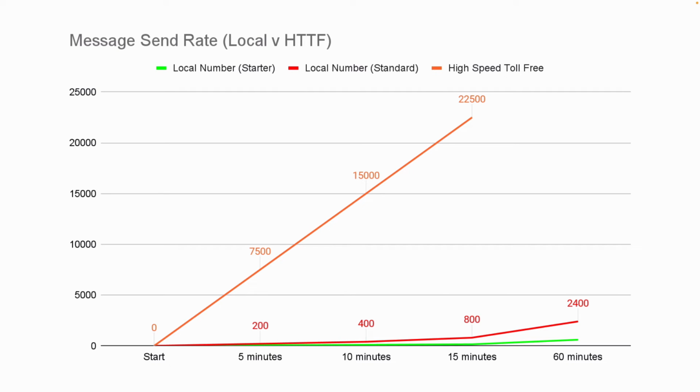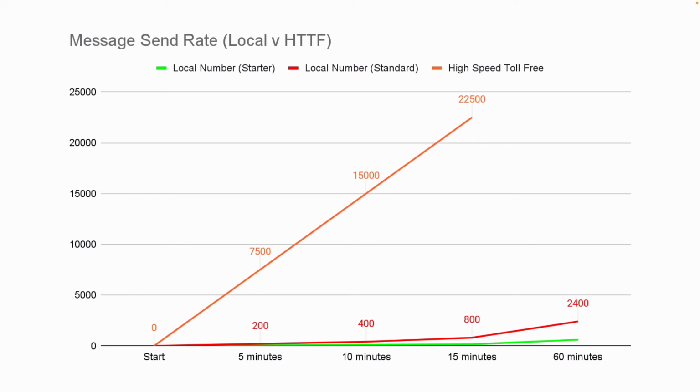So when it comes to the messaging rates, we're going to be looking on this chart at just local versus high throughput toll free. You can see how quickly you can scale up with high speed sending on YetiText. Roughly speaking, with a standard brand, a local phone number, you can send out 2,400 messages in a 60-minute period. So that's best for a small use case where you're not sending a ton of volume on a daily basis, but you still can deliver a decent amount of messages within an hour.